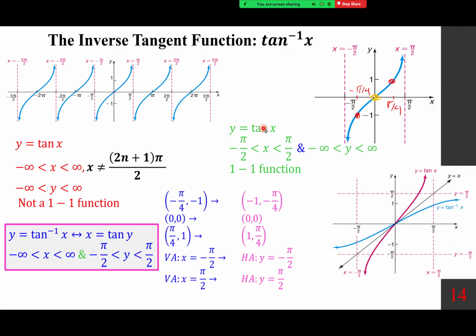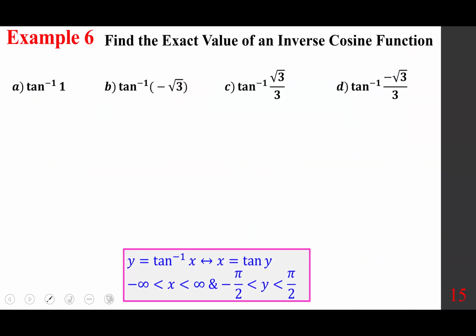And if you graph it, you get this function with two horizontal asymptotes. Let's look at a couple of examples. We're going to find the exact value of the inverse tangent function in this case.